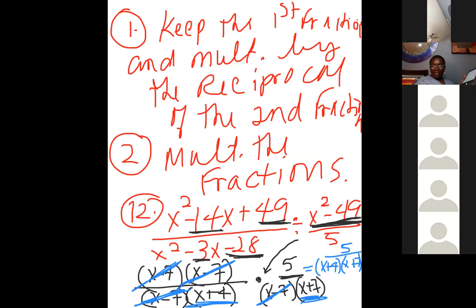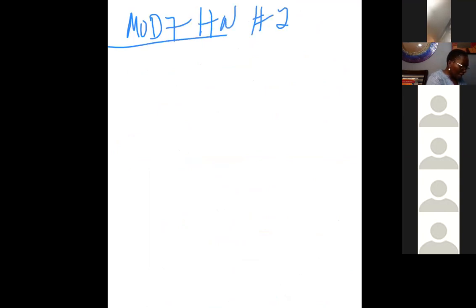Okay, now module 7 appears to have 4 homework assignments, but some of them aren't easy though. All right, guys. So now I am going to move on to the next one. And the next one has to do with adding fractions with the same denominator, with a common denominator, okay? And this one is module 7, homework number 2.